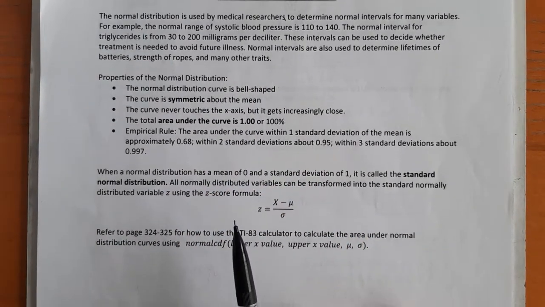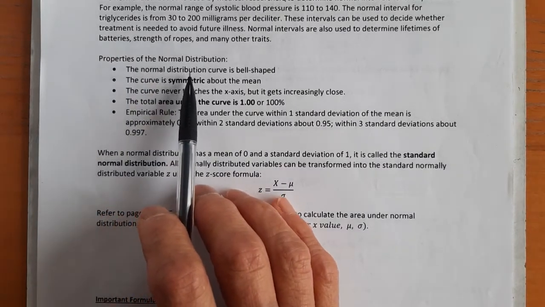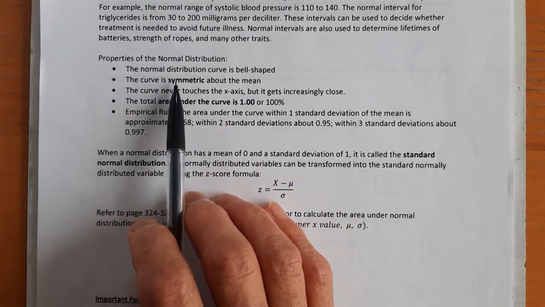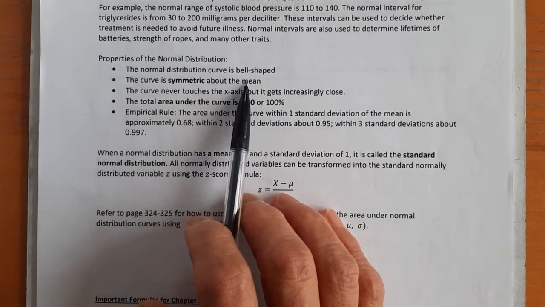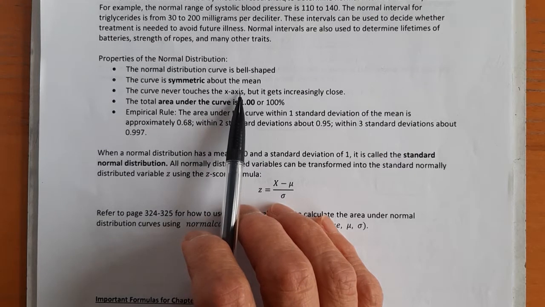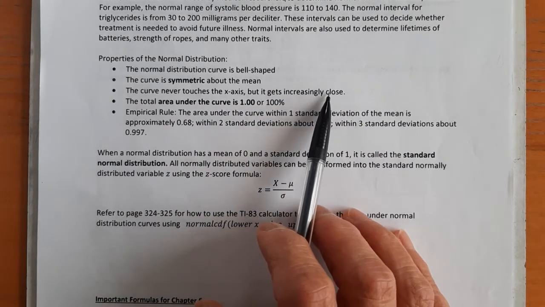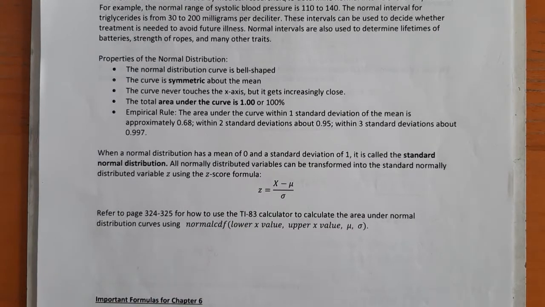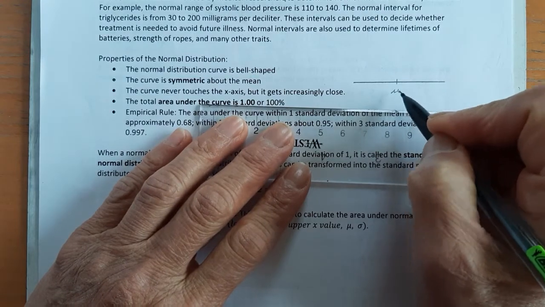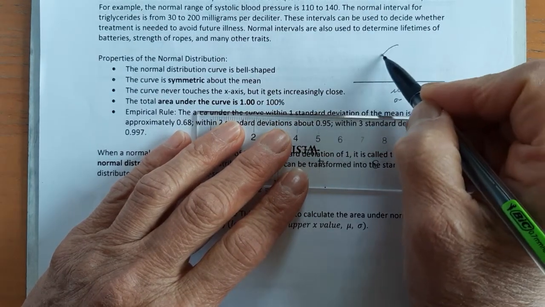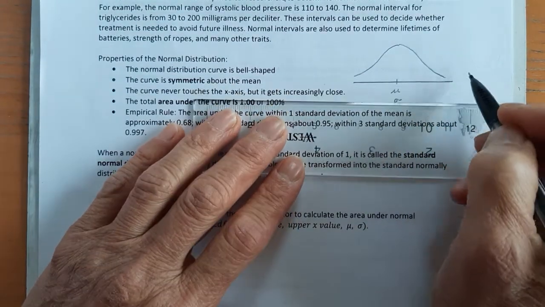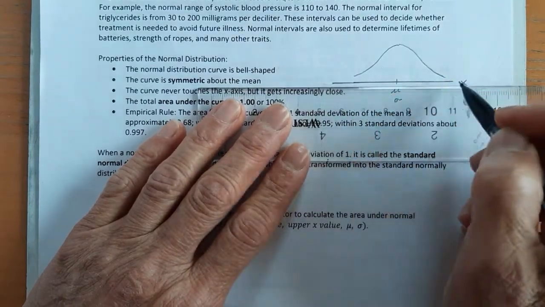Properties of the normal distribution. First, the normal distribution curve is bell-shaped. Second, the curve is symmetric about the mean. Third, the curve never touches the x-axis, but it gets increasingly close. So the normal distribution curve is bell-shaped, with the mean and standard deviation here, symmetric about the mean, and never touching the x-axis.